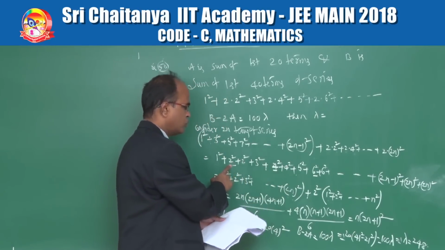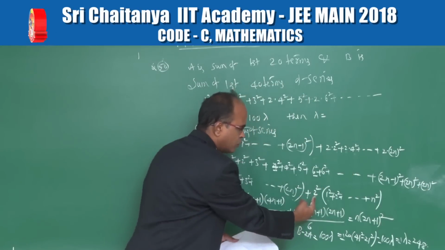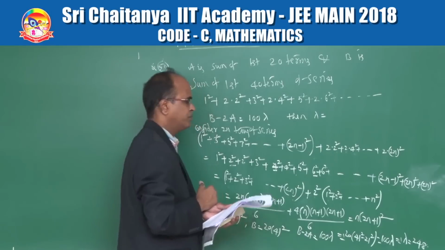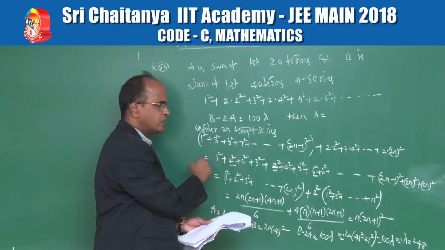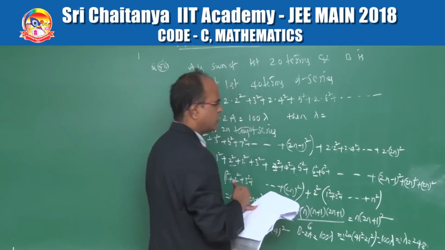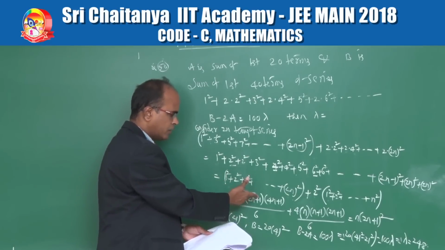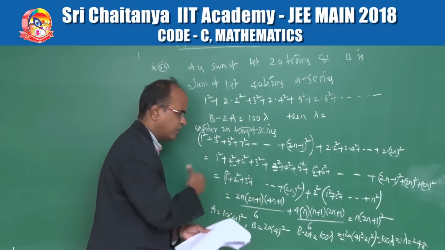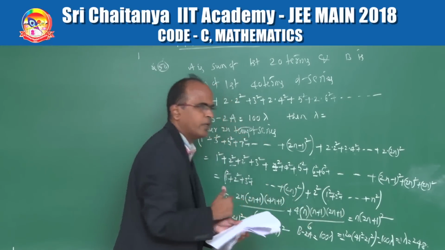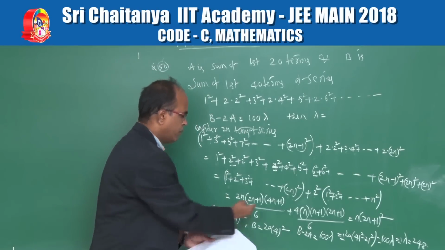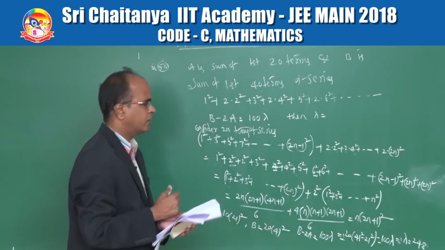the remaining terms 2 square, 4 square, 6 square, etc., 2n whole square. By taking 2 square common, we get this term. And this being the sum of first 2n natural number squares, and this being the sum of first n natural number squares, by using the appropriate formula, we get 2n, 2n plus 1, 4n plus 1 by 6, and this will be 4 into n plus 1 into 2n plus 1 by 6. By simplifying this, we get the sum n into 2n plus 1 whole square.